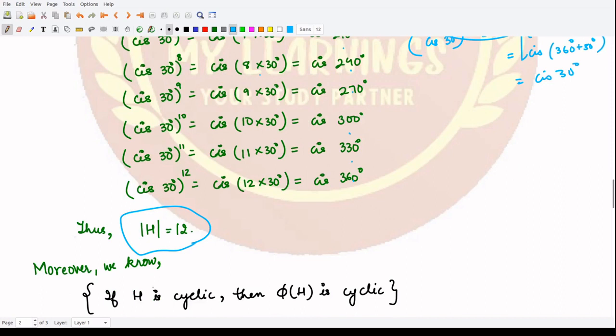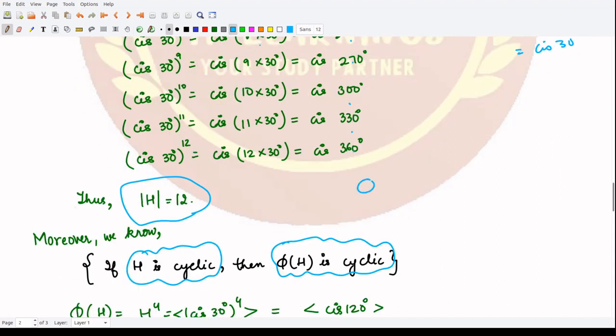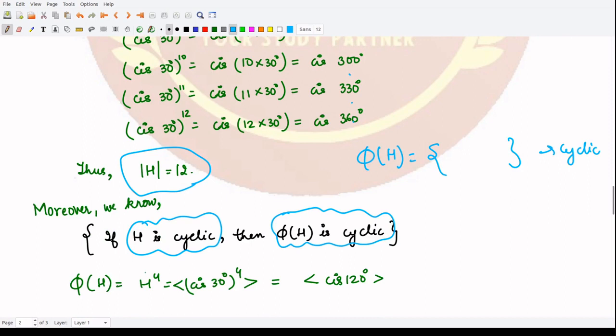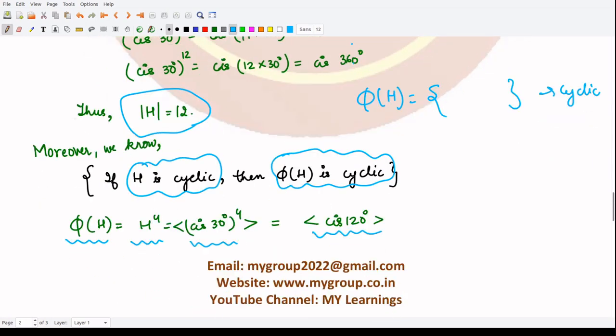Moreover, we know if this subgroup is cyclic, then the homomorphic image of that subgroup is also cyclic in nature, right? So when you apply phi onto H, you would have some image which is also cyclic. So it would also be generated by some particular element. So we would say phi of H is generated by cis 30 raised to power 4, right? What is it? It is cis 120 degree, correct?